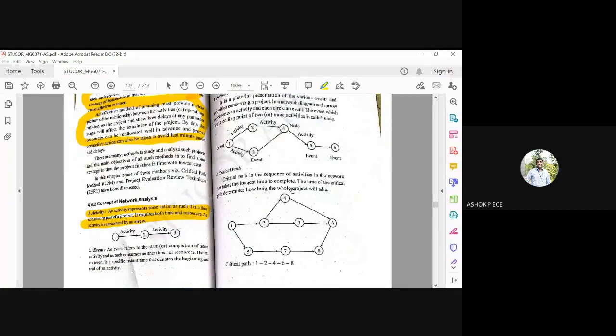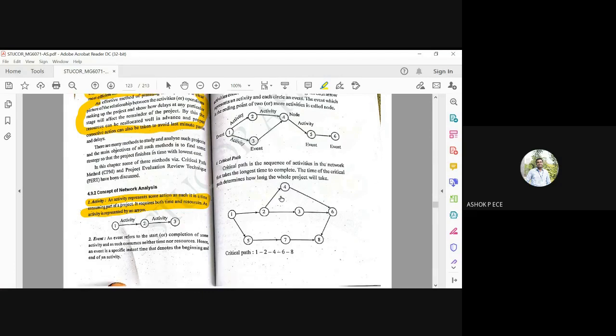Critical path. This is the sequence of activities in the network that takes the longest time to complete. The path which takes the longest time to complete is going to be called the critical path. The time of the critical path will determine how long the project will take, because the critical path will delay your project. So the critical path is the sum of all the paths which will take the longest time to complete.